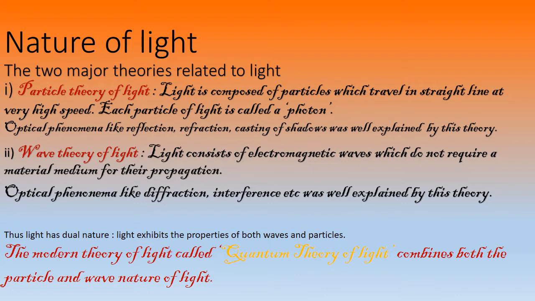So according to this theory, light exhibits both the properties of waves as well as particles, because we have evidence that light behaves as waves and also light behaves as particles. So the modern theory of light, called quantum theory of light, combines both the particle and the wave nature of light. We know that the branch of physics that deals with the study of light is known as optics.